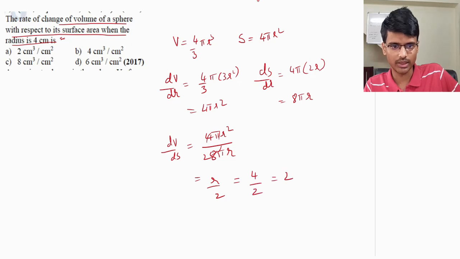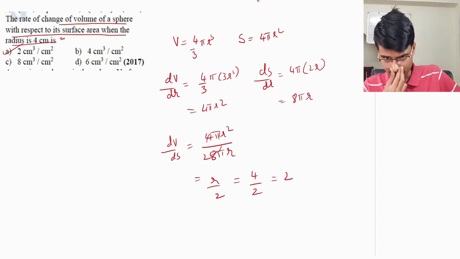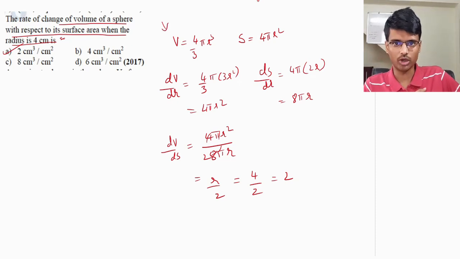So the correct answer is option A, 2. So this was an easy question. What we did, we wrote the formula for volume, formula for surface area. We differentiated it with respect to r, and to get rid of the dr, we divided both of them. We get dv by ds, that is rate of change of volume with respect to area, and we simplified and we got this. You can solve it easily under a minute. Okay, moving on.